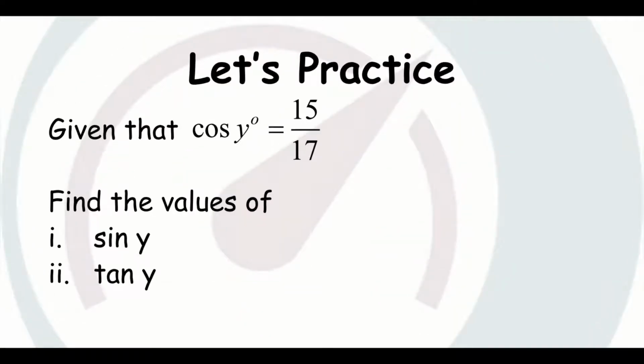Now our next practice question says, given that cos y, cos of the angle y, is equal to 15 over 17, find the values of sine y and tan y. Now the first thing we need to do is draw a diagram.